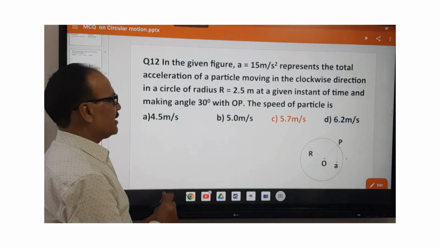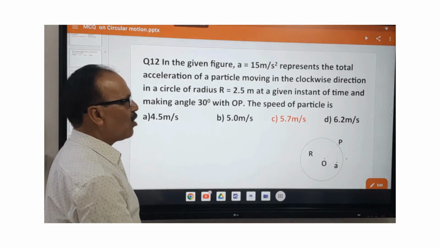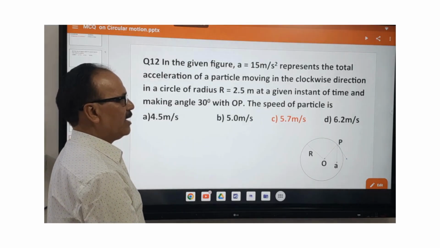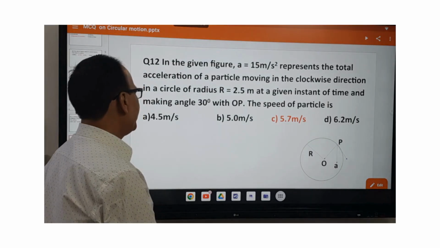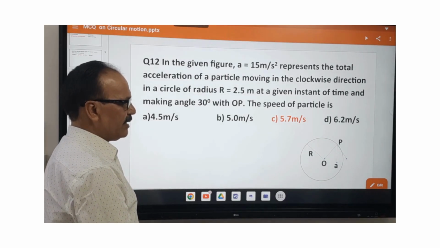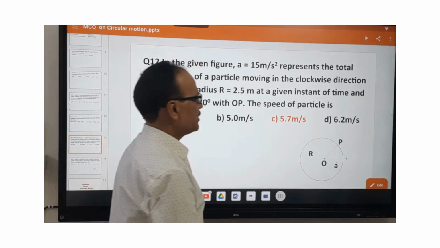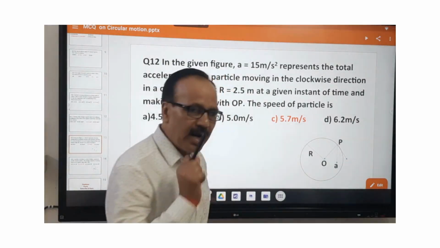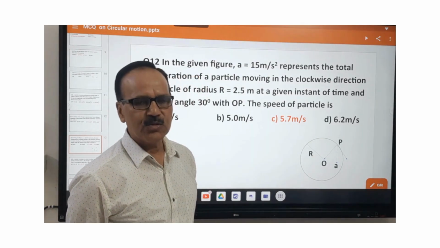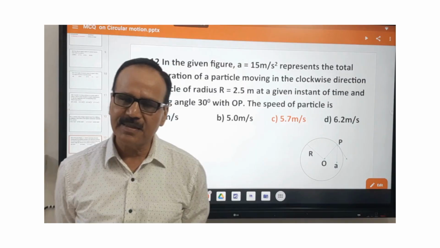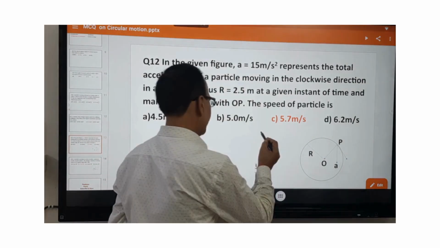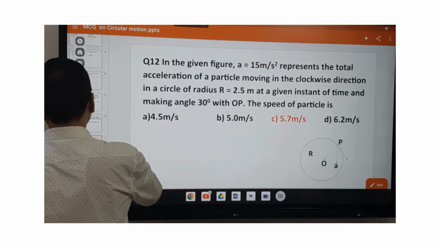It represents the total acceleration of the particle moving in clockwise direction in a circle of radius 2.5 meter at a given instant of time and making angle 30 degree with OP. Speed of the particle is? So this is the case of non-uniform circular motion. In the case of non-uniform circular motion, the particle has centripetal acceleration as well as tangential acceleration.